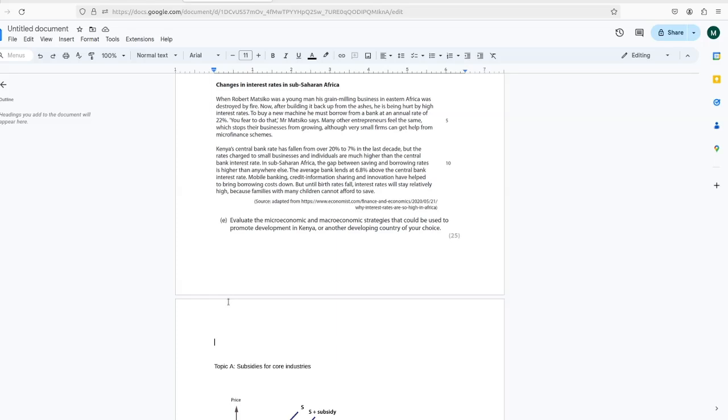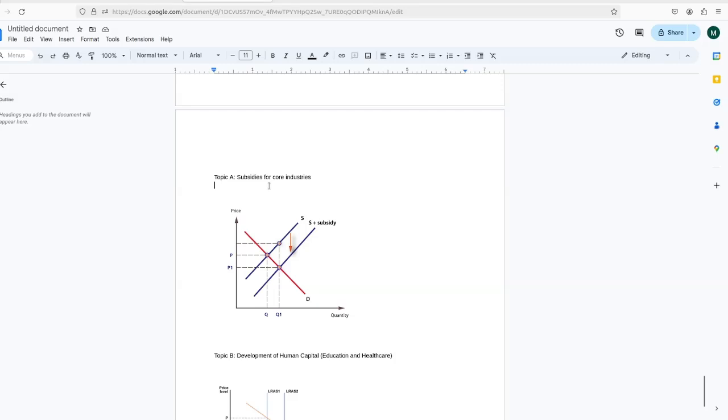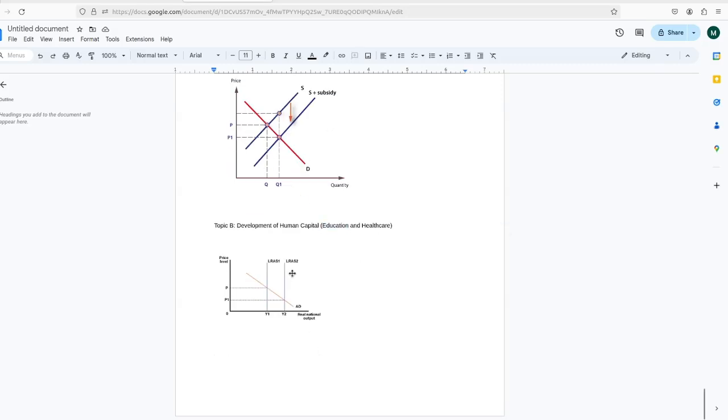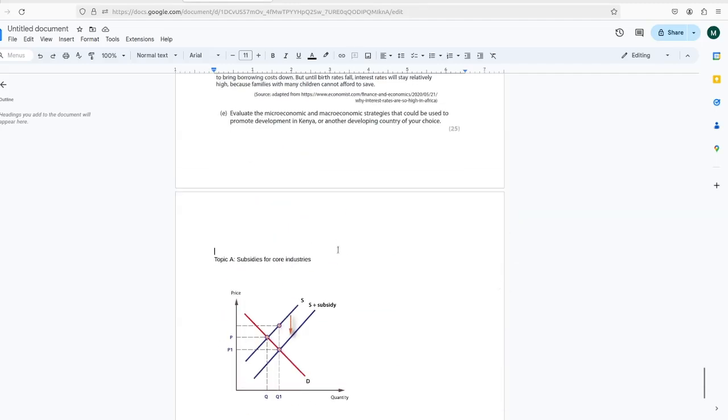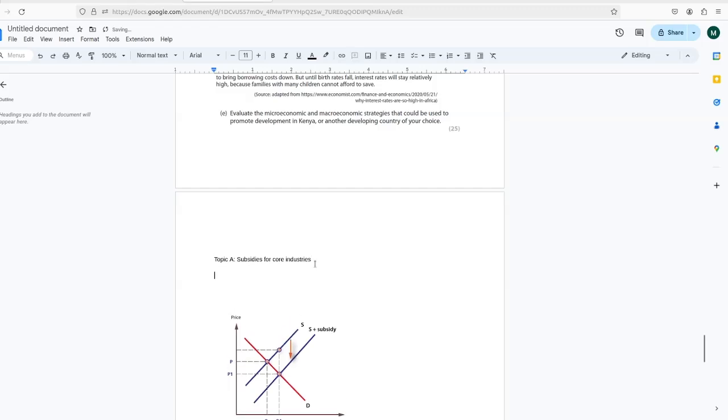So I'm always going to want to look for splitting up my two main points into micro and macro. In terms of a micro strategy, I'm probably going to look at subsidizing core industries to try and reduce their costs and increase their output. And then for a macro strategy, I'm going to look at developing human capital. So this will be investing in education and healthcare to try and improve my long-run aggregate supply.